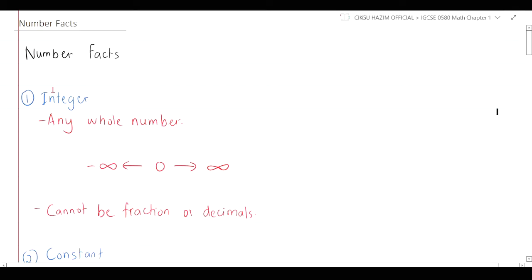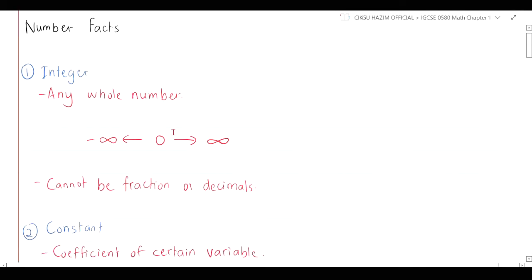So the first basic is integer. Okay, so what does it mean by integer? Integer means any whole number. It can be any whole number, which is from 0 to positive infinity, and also can go to negative infinity. Anything, just name it, any number. But when we talk about integer, the number cannot be a fraction or decimal. That's why it must be a whole number. It cannot be a fraction and it cannot be a decimal.